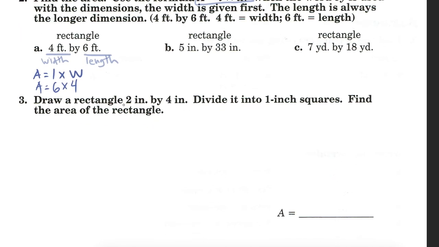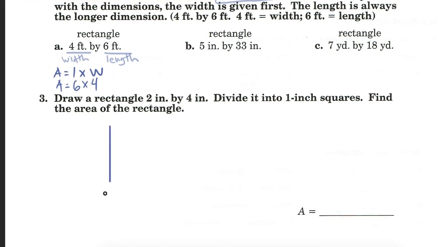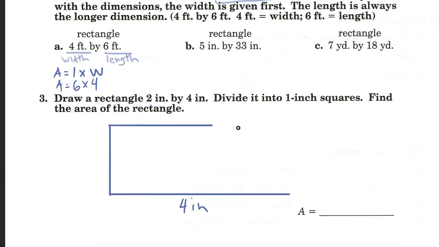All right, number 3: draw a rectangle 2 inch by 2 inch, divide it into 1 inch squares, find the area of the rectangle. You would need to get a ruler out and measure 4 inches for the bottom here, and then the side here needs to be 2 inches. You need to divide it into 1 inch squares, so use a ruler and measure out 1 inch. This is definitely not accurate, so make sure you measure out 1 inch. Each one of these needs to be 1 inch apart, and for the length here, this also needs to be 1 inch. So 1 inch and 1 inch.